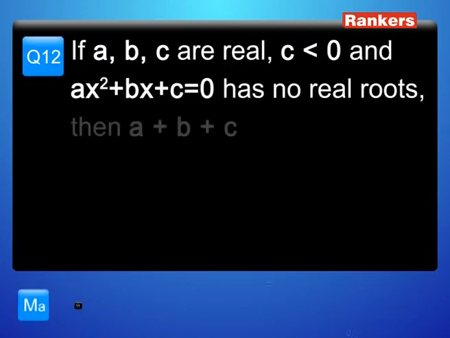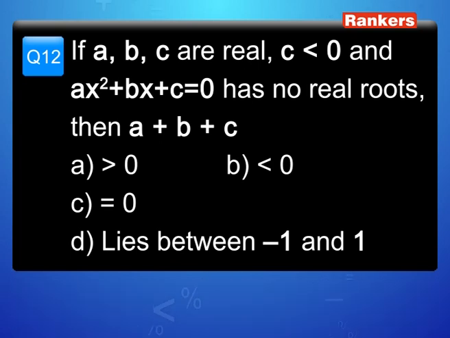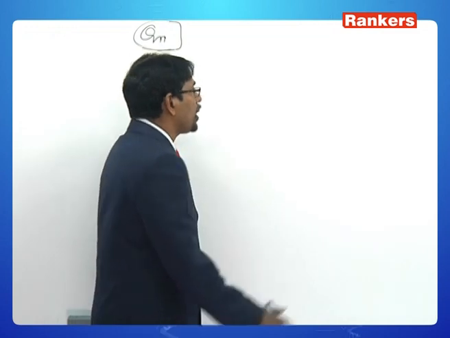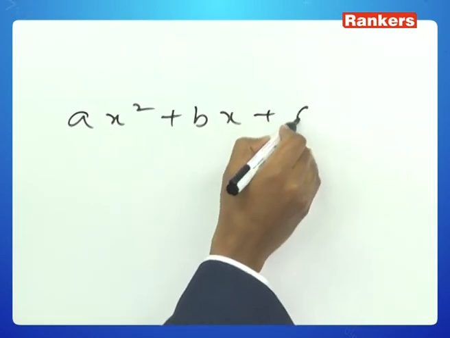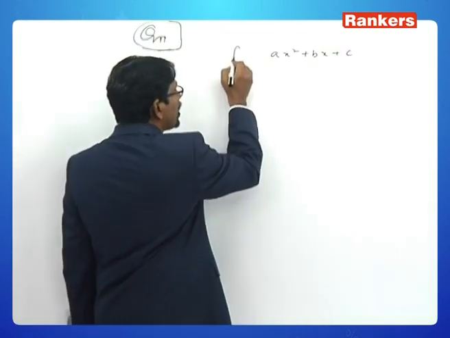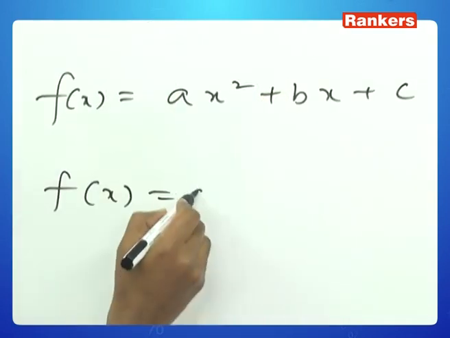Okay, let's look at the next question. a, b, c are real, c is negative, and ax square plus bx plus c equal to 0 has no real roots. Then the sign pattern of a plus b plus c is asked. a plus b plus c should be positive, or a plus b plus c should be negative, or 0 should lie between minus 1 and 1. Let's have a look at this. Now a, b, c are real, and we are given this quadratic expression ax square plus bx plus c. Let's call this f of x. It says that f of x equal to 0 has no real roots.